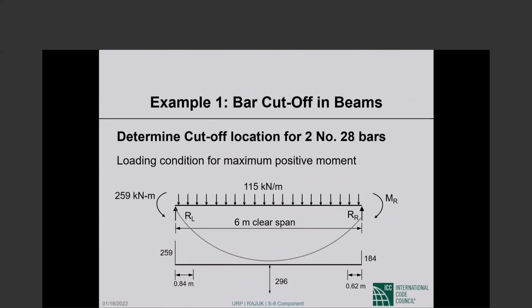So now we have our bending moment diagram, 259 at this support, 184, I think, is the calculated value at that support, and 296 is the span moment. Okay, so from this diagram, we can calculate that the inflection point is 0.84 meters from the left support and 0.62 meter from the right support.